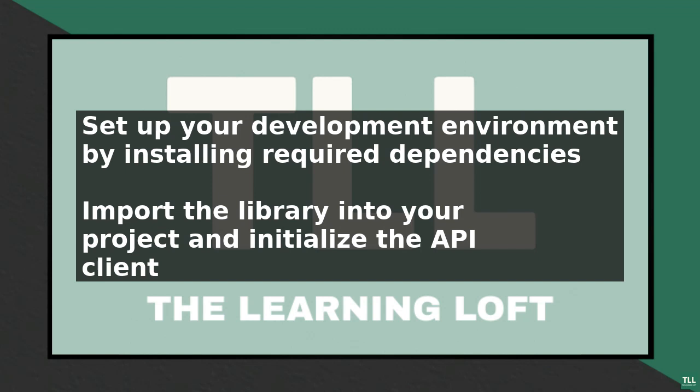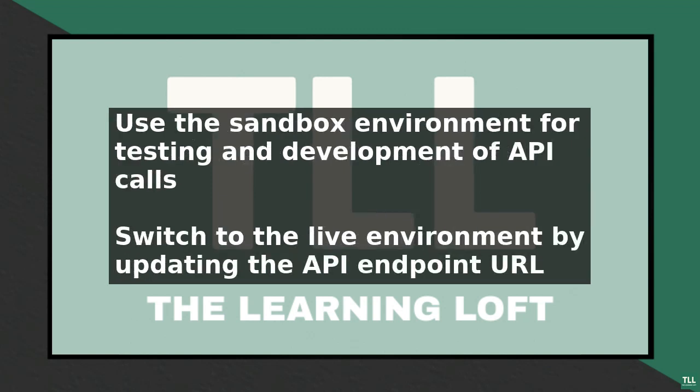When working with the Bill.com API, it's essential to handle errors and exceptions properly. Use try-catch blocks to catch any exceptions that occur during API calls, and log the error messages for debugging purposes.